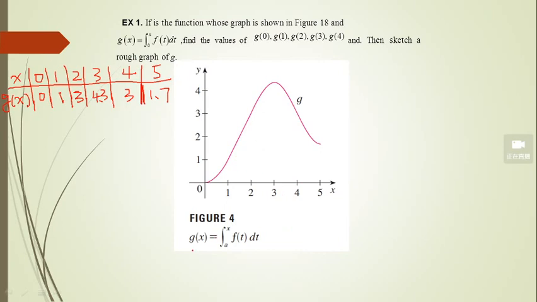And what is my function g again? g is defined in this way. The independent variable x is the upper limit of the definite integral, right? It denotes the area under the function f from a to x.